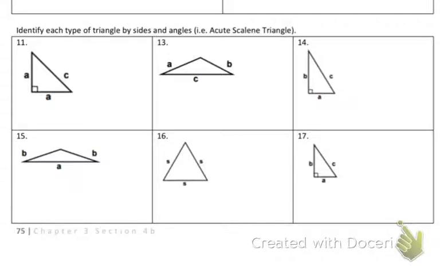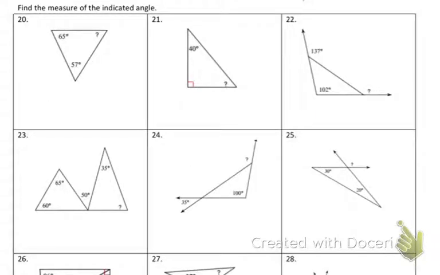So look at number 16. You could say it's isosceles, but what would be a better answer? Equilateral. So number 16 would be equilateral. Remember, scalene, none of the sides are equal. Isosceles, 2 of them are equal. Equilateral, all 3 of them are equal. Then we're just going to find the measure of the indicated angles. So we're going to see how far we can get.